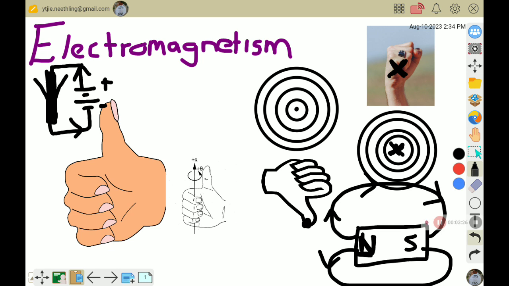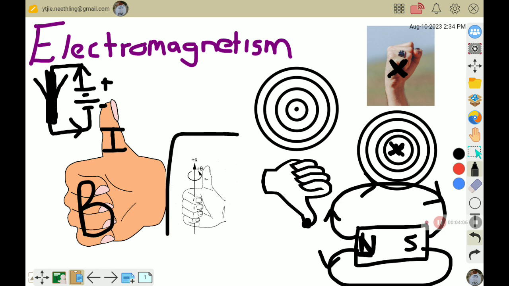To figure out the direction of the magnetic field around a current carrying conductor, we use our right hand rule. Always take your right hand, don't confuse right and left, please. Your thumb will be your conventional current, in the direction of that arrow, and the four other fingers will be your magnetic field, and we indicate it with a B.